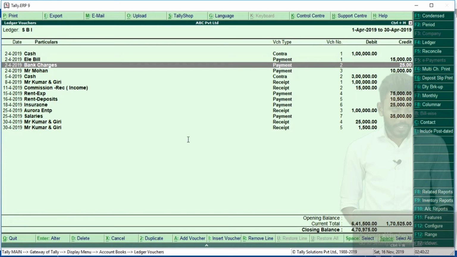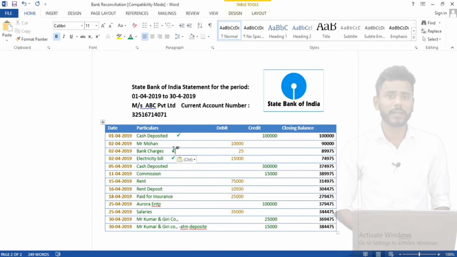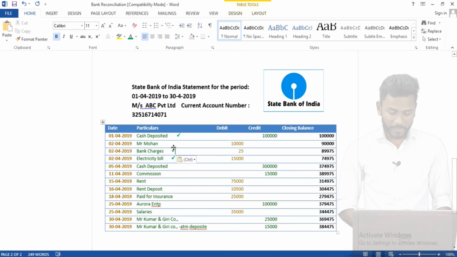Next one is that we recorded we paid bank charges rupees 25,000. Is it recorded by the banker? Yes, the banker also recorded it, as we paid 25 rupees for bank charges. And next, we paid Mohan rupees 10,000. Is it recorded by the banker? Yes, the banker also recorded that we paid Mohan rupees 10,000.